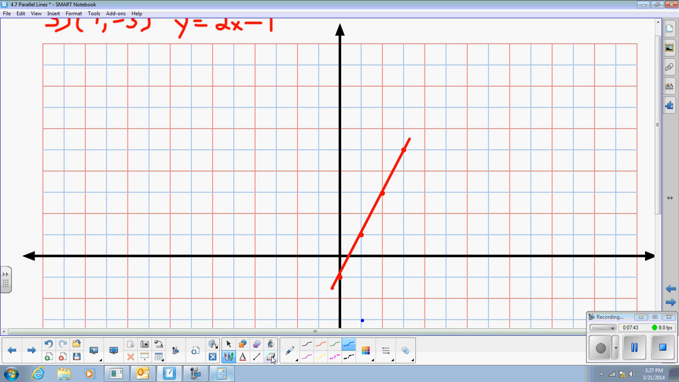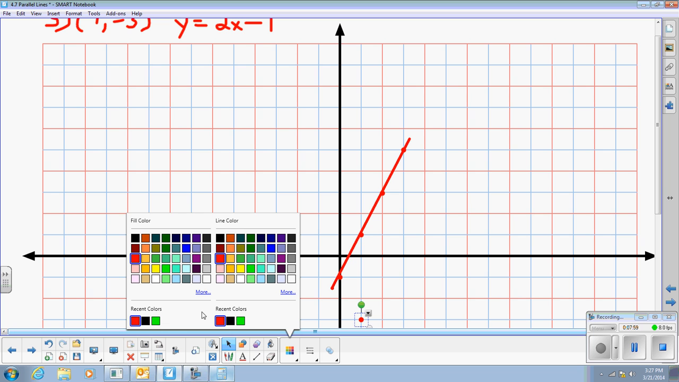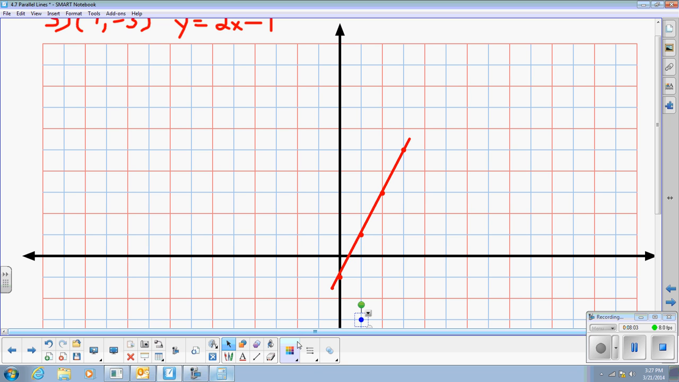Whoops. Let me erase and start over with that. I do want blue, but this time I want to make a nice circle. So 1, negative 3 was right here. It's right there. Oh my goodness, red dot. I don't want a red dot. I want a blue dot. So I want a blue dot like that and like that. There we go. Now we have a blue dot.